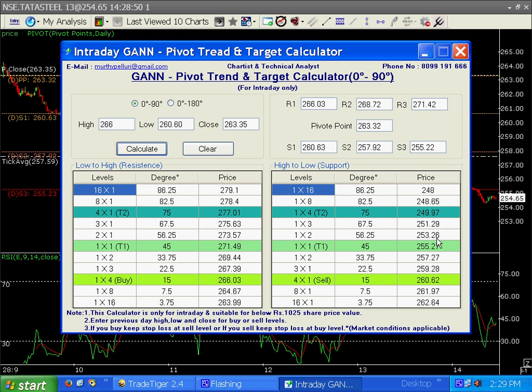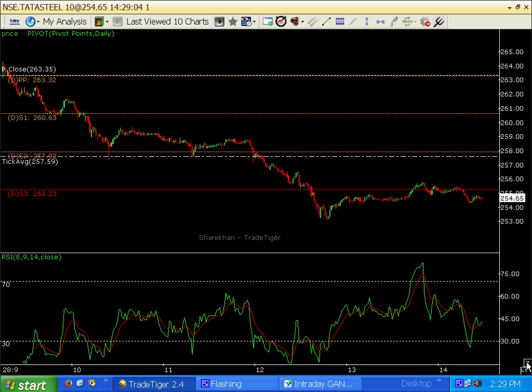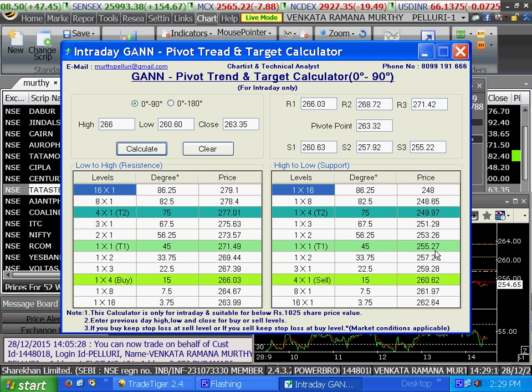At what level it has reached, we will see. The low of the Tata Steel today is 253.10. So the first target we have already received, and then it has further moved down to 253.10. From there we should come out and make the profit.